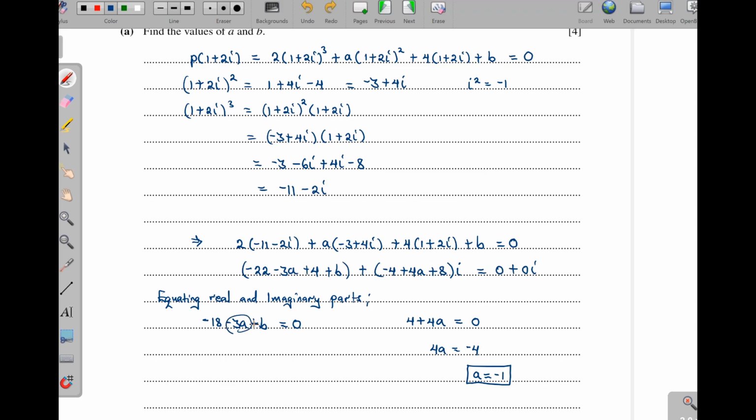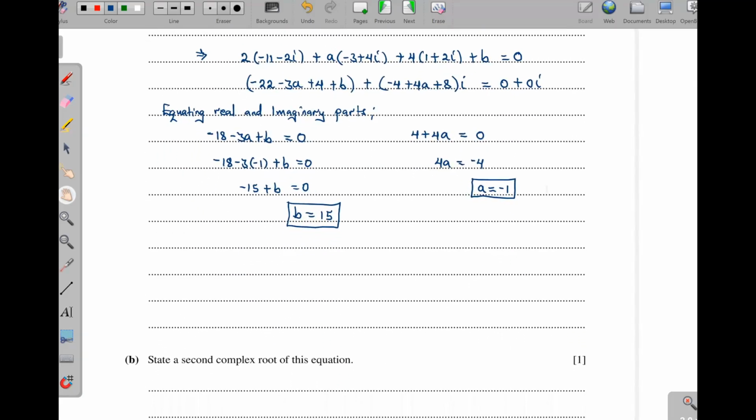Now we already have our a as negative 1. So negative 18, minus 3 times negative 1, plus b shall be equal to 0. This is a positive 3, then minus 18, you get negative 15, plus b equals 0. That means our b is going to be equal to 15, and that is that.